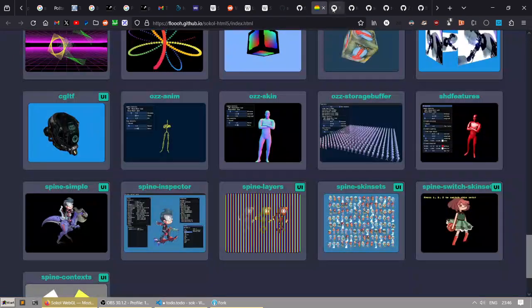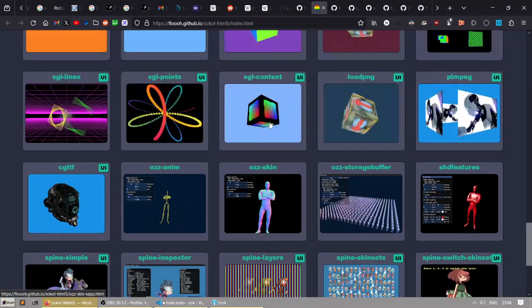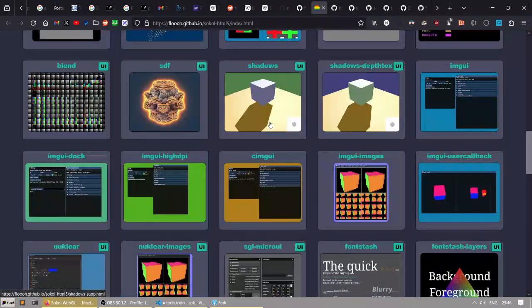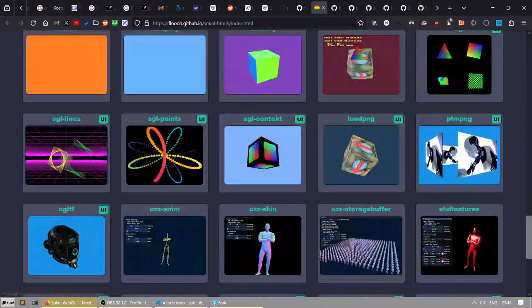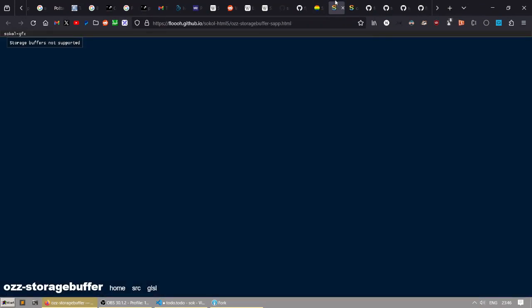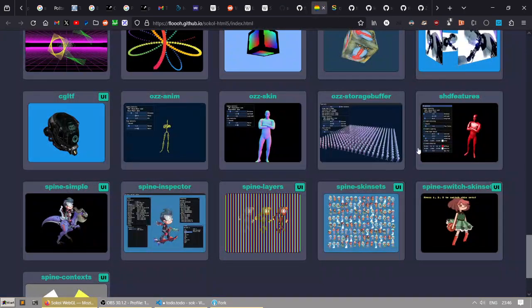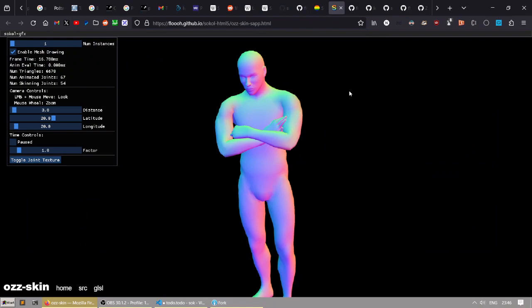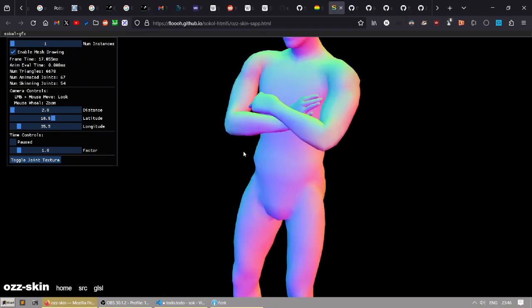Oh, storage buffers not supported. Wait, which one was it then? It was not about storage buffers. It's about instancing animations. Oh, it is this one. Yeah. So storage buffers not supported. I think maybe it's because it's Firefox. And maybe they're implemented in Chrome. Who knows? But anyway, this was one of the most impressive things.